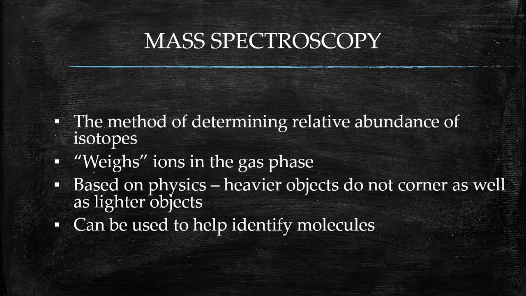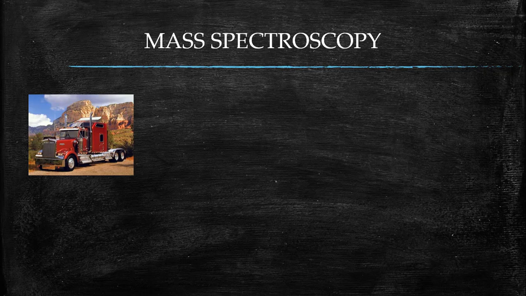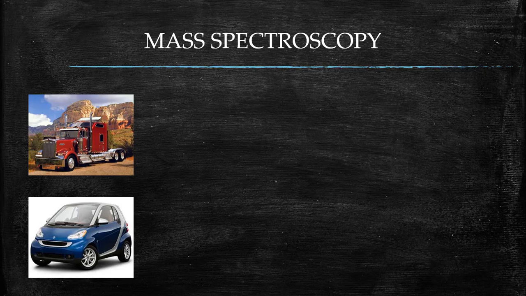And in actuality, it can be used to help identify molecules, but that's beyond the scope of this course, so we won't deal with this. And we're going to start with an analogy. Assume you have a Kenworth cab and a smart car for two. The Kenworth cab weighs markedly more than the smart car for two.